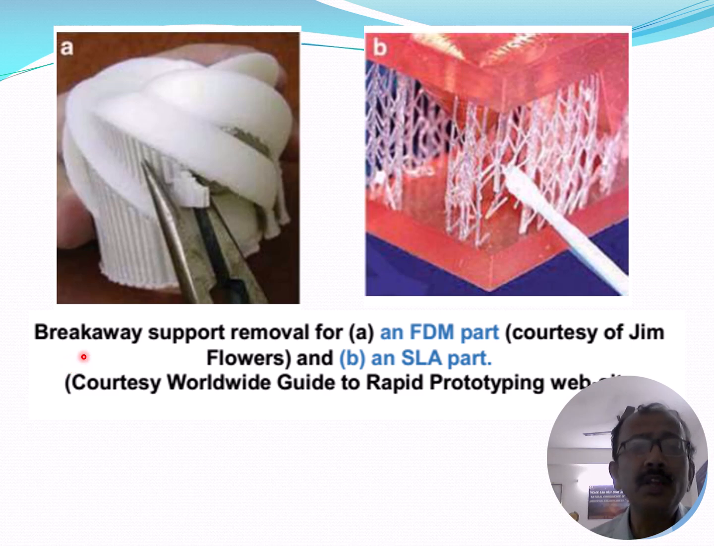So breakaway support removal is point A. The support material is removed. This is figure B, the SLA part. The support material is removed, and finally the final product is obtained.